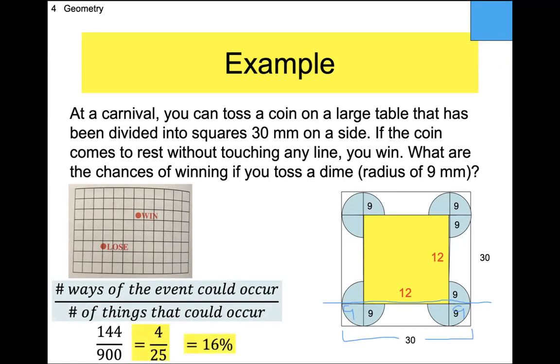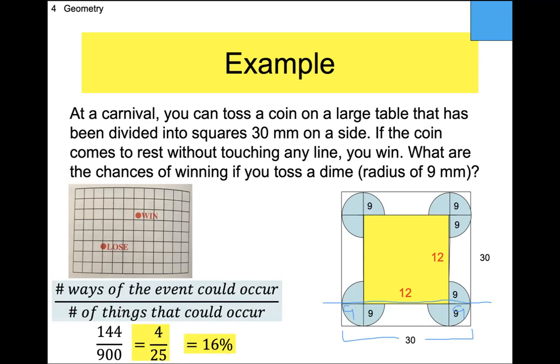So you're probably wondering, why didn't I count up all the squares? Because every single square is the same size. The only way I win is when I'm inside the yellow of each individual square. So every single square operates exactly the same way as every other square. All I really need to do is calculate the probability for one of those squares, and I can extrapolate that for the entire game itself.